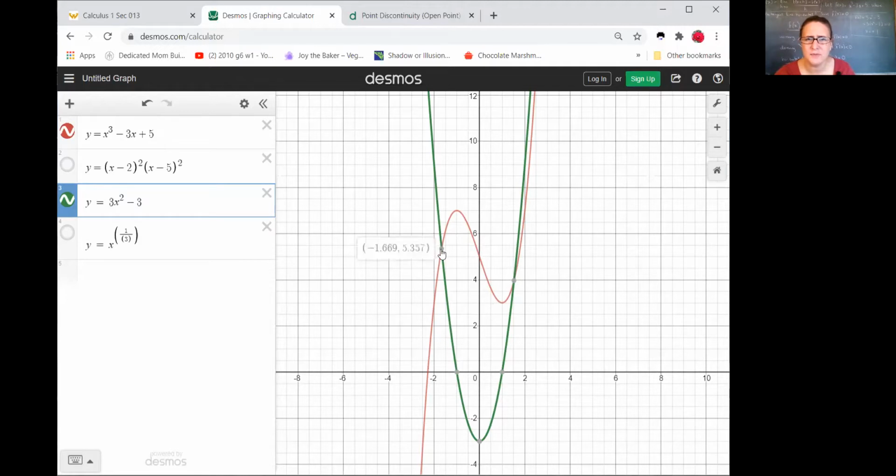Desmos has drawn these points here because it automatically puts in the points where things intersect. But the points where the two functions intersect are not really something that we care about very much.